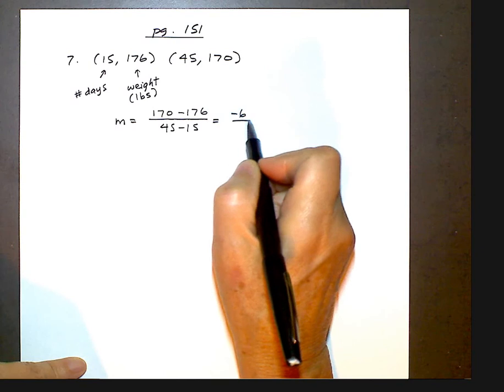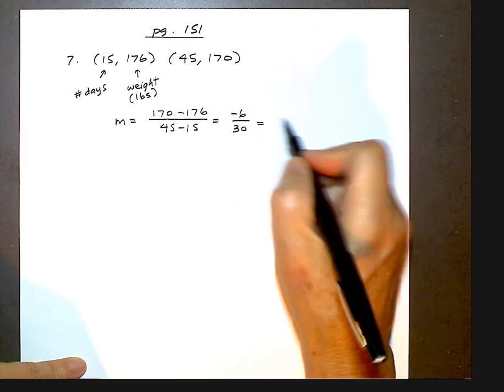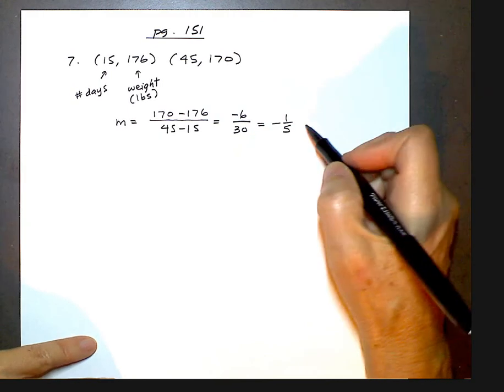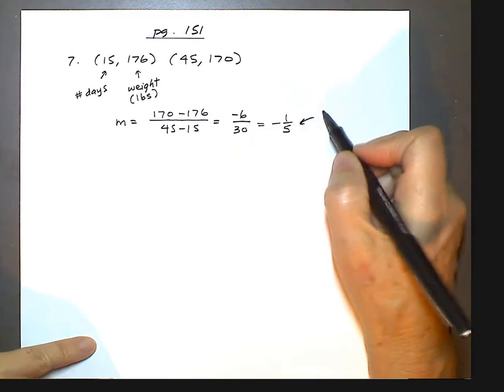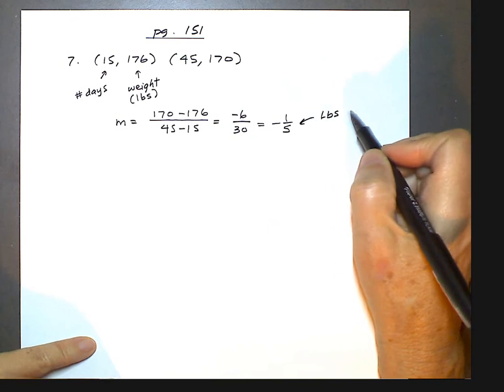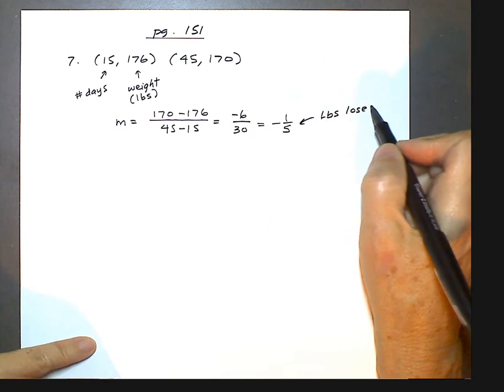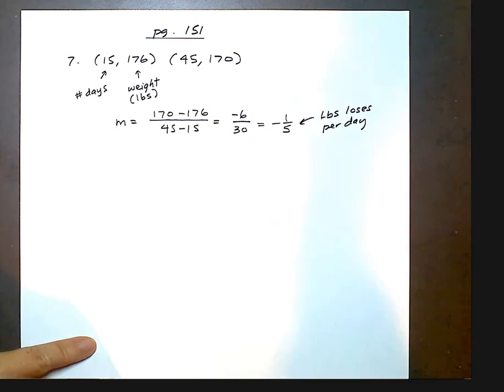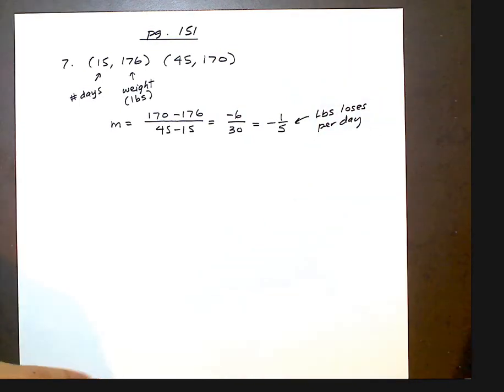So negative 6 over 30. So basically negative 1/5. Okay, and that tells you how many pounds he loses per day. So he loses 1/5 of a pound per day, right, because it's negative. And so that means every 5 days he's lost a whole pound.